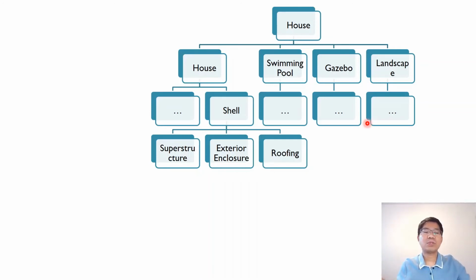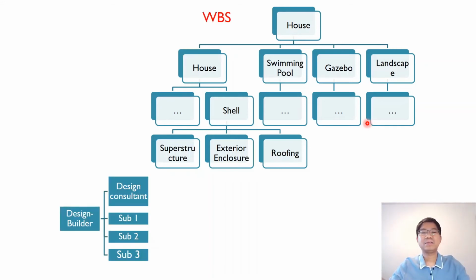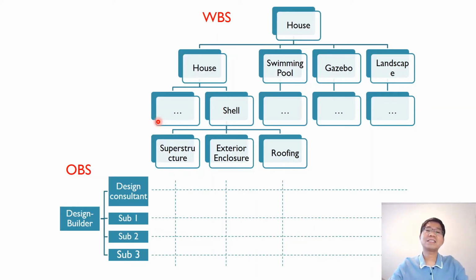And then the other step, we talk about the organizational breakdown structure, OBS. In this case, assume you learned from project delivery methods. We learned the design-build. So I assume this is a design builder, taking care of both design and construction work. So you have a design consultant, you have subcontractor 1, 2, 3, and who is responsible in which area. The interface between the OBS and WBS, one is what, the other is who, we call it the responsibility assignment matrix.